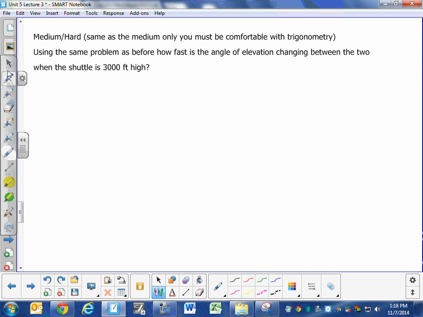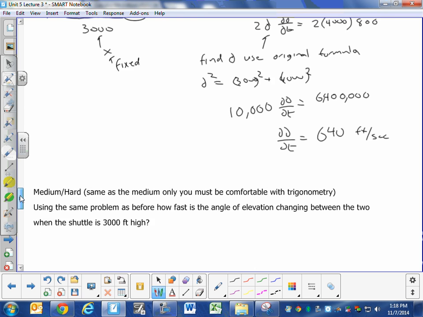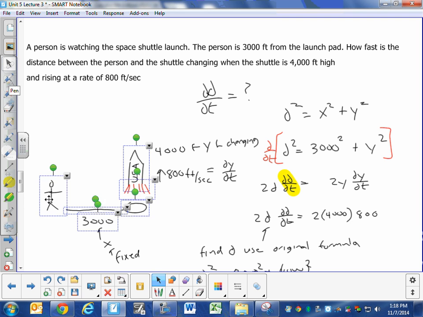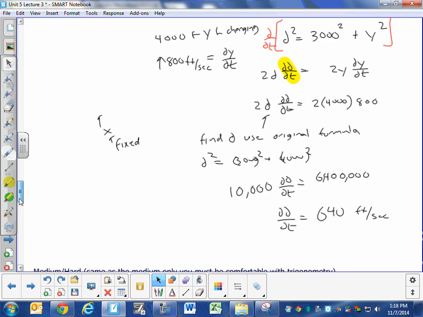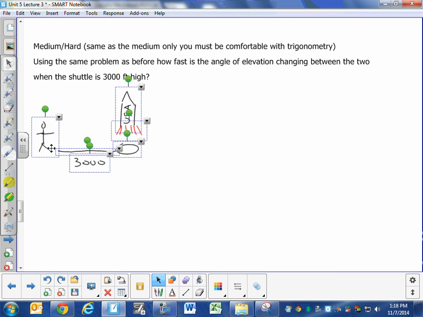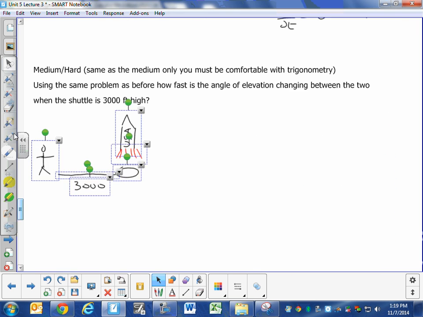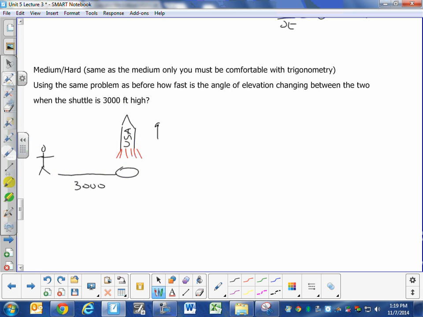So it's the same as the shuttle problem, same situation. So get your dude back, 3,000 feet away, drop him down there. Oh, that's perfect. And it's going up at a rate of 800 feet per second. We know that's dy/dt.